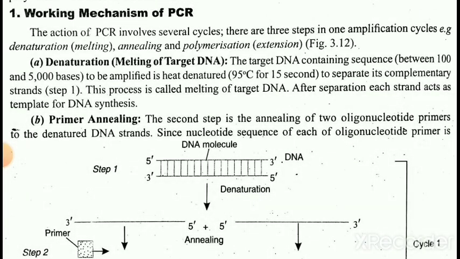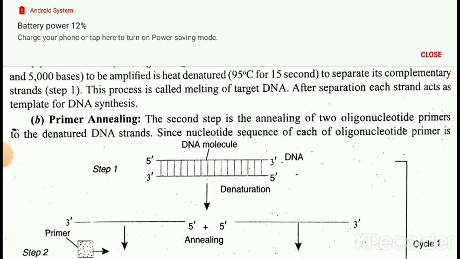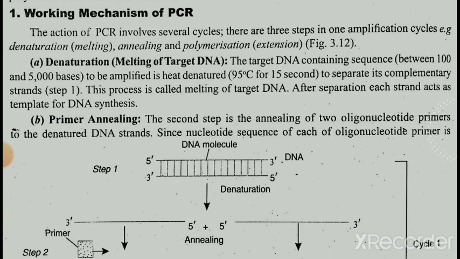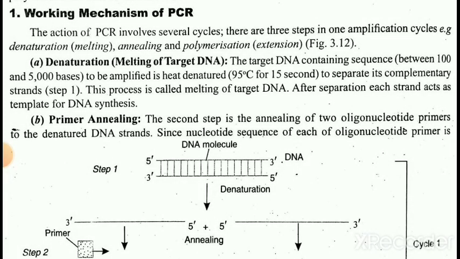The target DNA, containing a sequence between 100 and 5000 bases to be amplified, is heat denatured at 95°C for 15 seconds to separate its complementary strands. Step 1. This process is called melting of target DNA. After separation, each strand acts as a template for DNA synthesis.